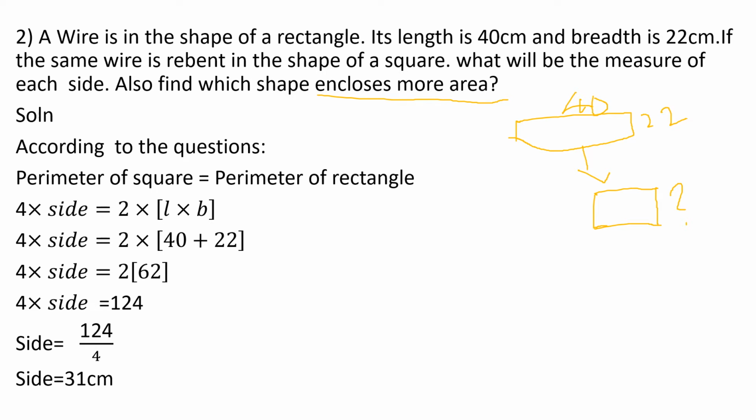Next, they are asking to find out the side of a square. Okay. So according to the question what have they given? According to the given question, perimeter of a square is equal to perimeter of a rectangle. Here we are using the same wire for making a rectangle and making a square. So the perimeter will be same. Okay, there is no change in the perimeter. So according to the question we can write perimeter of a square is equal to perimeter of a rectangle.